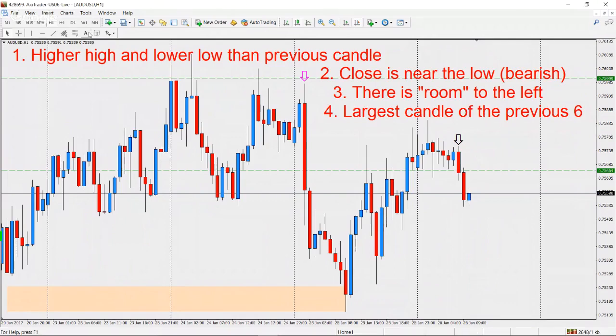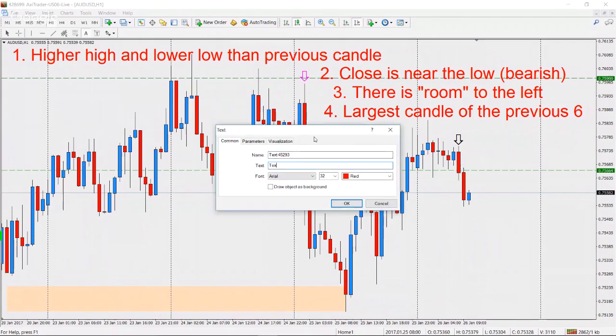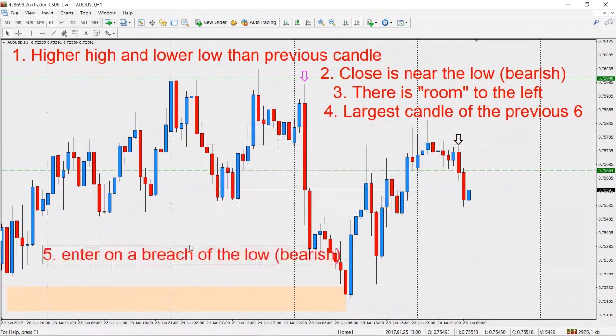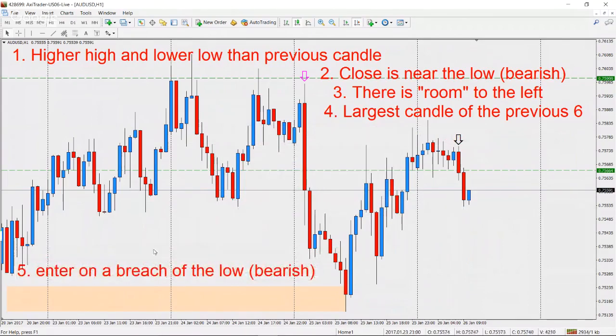Now, when do I enter these trades? I like to enter when the next candle trades lower than the low. Again, this is for the bearish setup. Enter on a breach of the low. That's for the bearish setup. So if you're talking about a bullish setup, then you'd enter on a breach of the high. Let me know if there are any questions about this. Does this make sense, what we're talking about here?